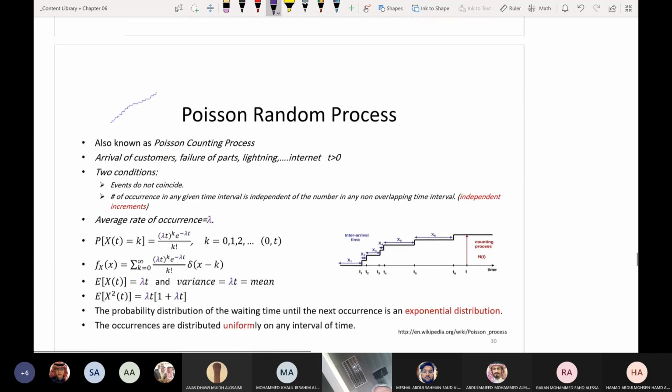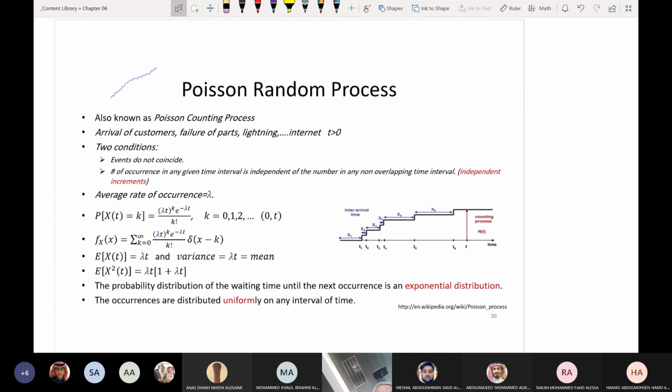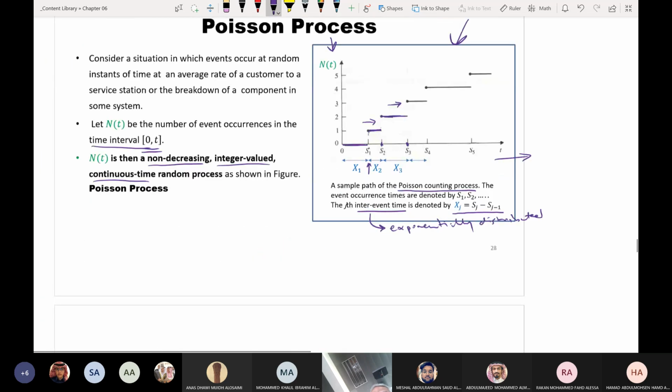So the Poisson counting process, we call it a counting process because it counts the number of arrivals of customers, failure of parts, lightning, the number of packets arriving to an internet router, and so on. With two conditions: events do not coincide. What do we mean by events do not coincide? There will be no two events arriving at the same time.